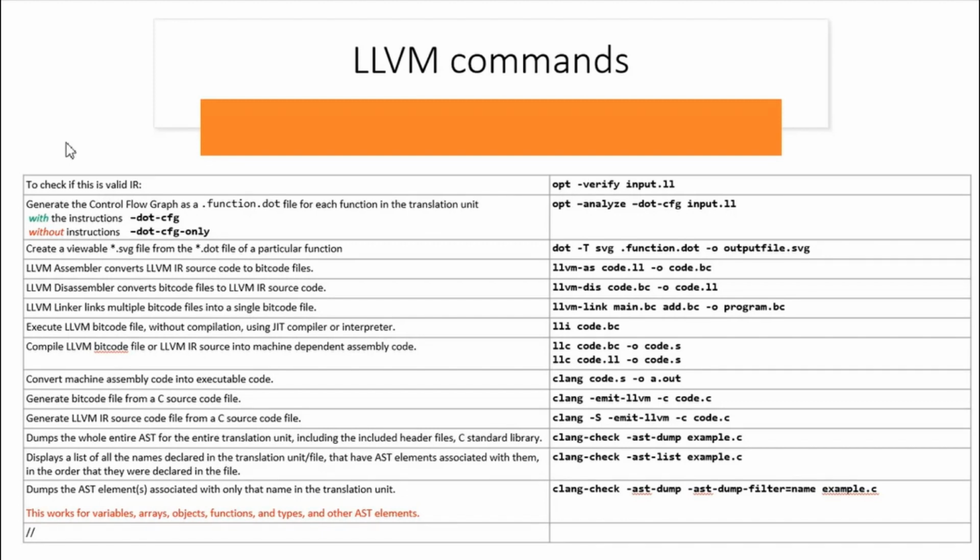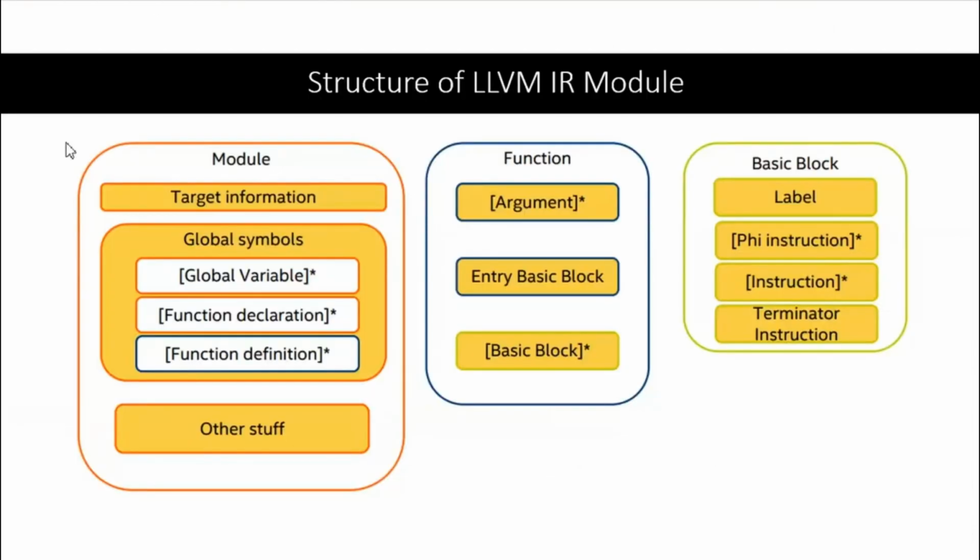As mentioned, we can assemble, disassemble, and link intermediate representation source code files, as well as generate either bitcode files or LLVM intermediate representation source code files given a code file of a high-level programming language. Next, I will talk about the structure of the LLVM intermediate representation source code file, which is called a module.